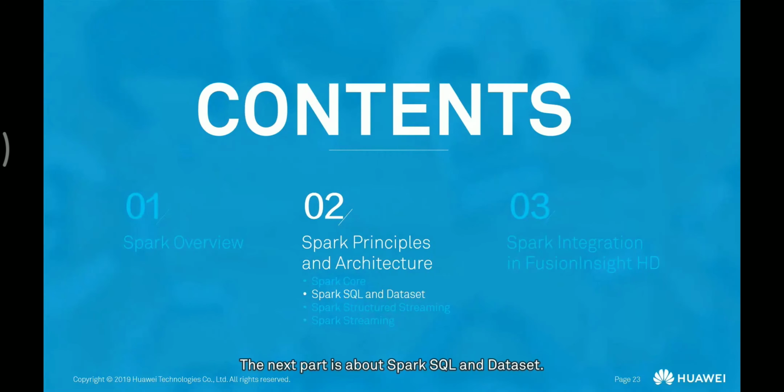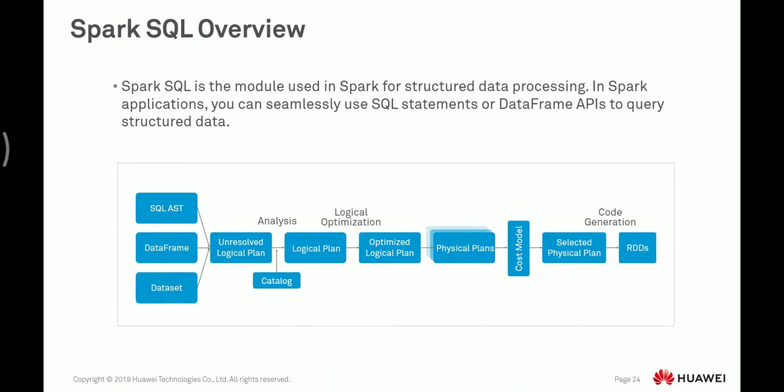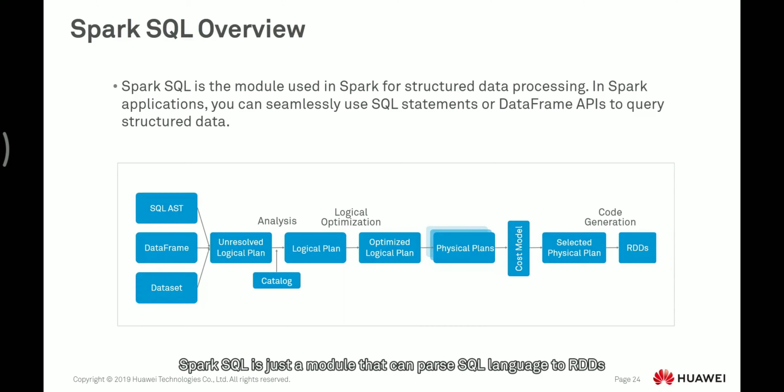The next part is about Spark SQL and dataset. Spark SQL is a module for processing structured data. In a Spark application, SQL statements or data frame APIs can be seamlessly used for querying structured data. Simply speaking, Spark SQL is just a module that can parse SQL language to RDDs and then use Spark Core to execute. This graph here is to show you the process of parsing SQL language to RDDs.